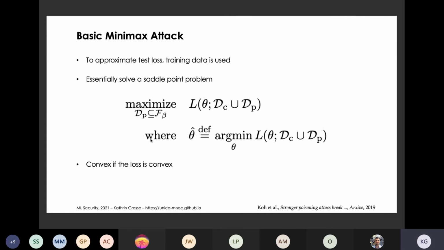This is the basic minimax attack that Batista discussed with you. It might look a little bit different because they use a different formalization, but what it essentially does is it solves a saddle point problem where the attacker tries to maximize the loss of the classifier at test time, and the defender tries to minimize the loss at training time. So you've discussed it before, if the classifier that you plug in is convex, then the whole problem is convex as well.